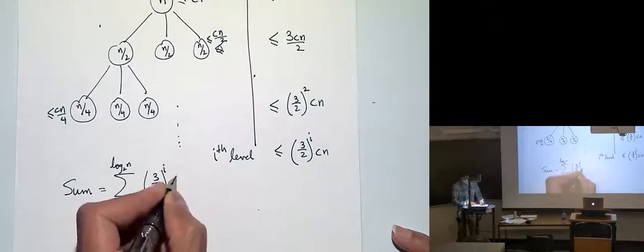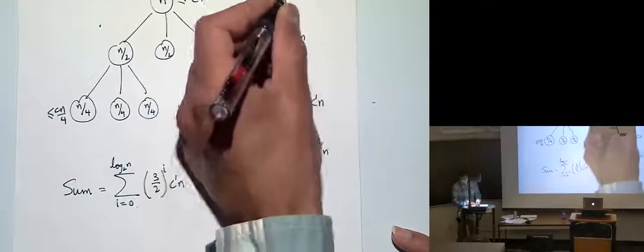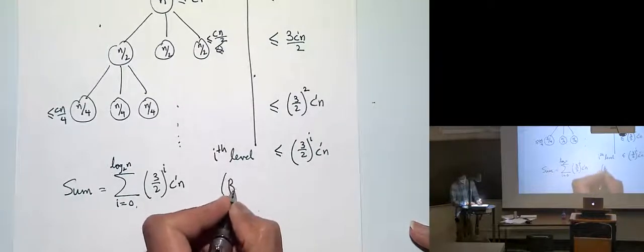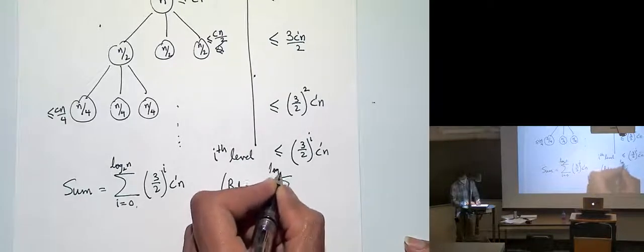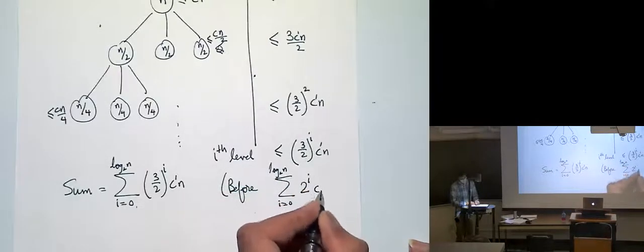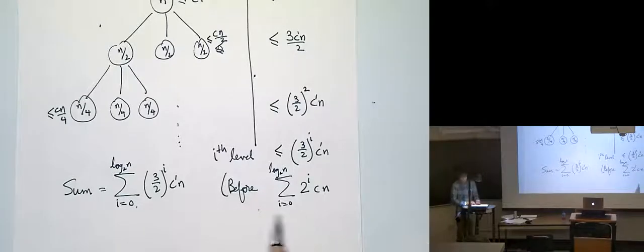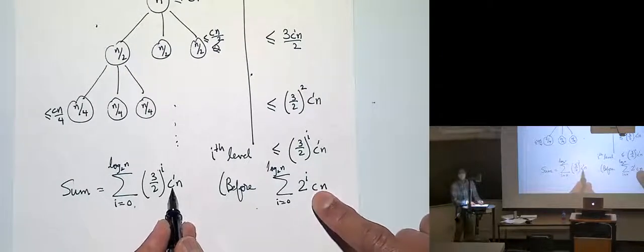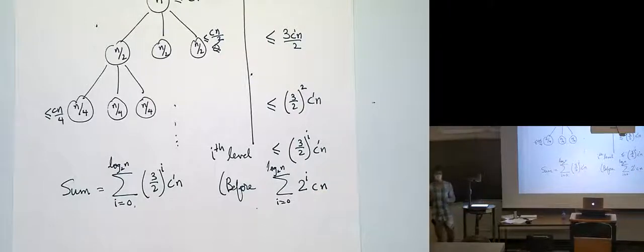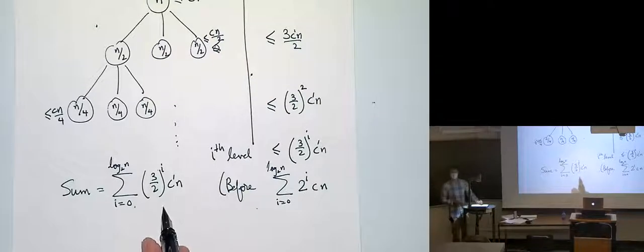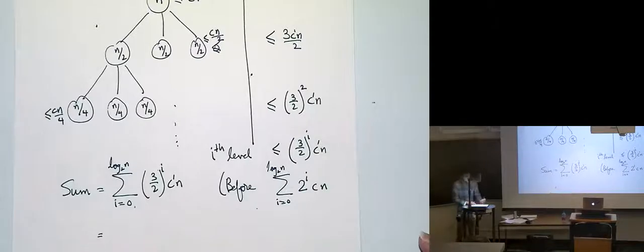The sum of 3 over 2 to the power i times c prime n. Right, so c prime is what? Before, what we got was the sum, i going from 0 to log base 2 n, of 2 to the power i times cn. So c prime is bigger than c, but this sum is decreasing much more sharply. So it pays off. Okay, so we have to compute this. Now, what did I say? When you have this sort of exponential, you just look at the last term. It's essentially O of the last term.